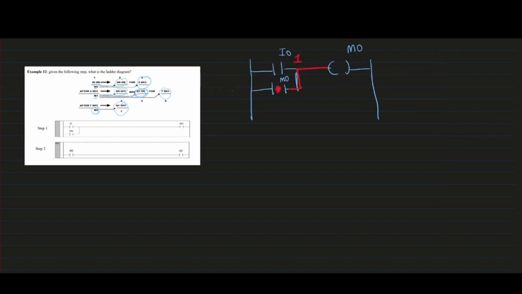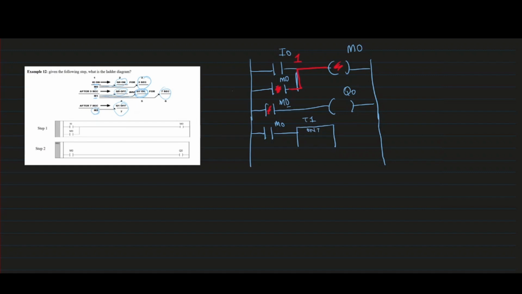Now we want the output Q0, which is controlled by this. Once M0 is energized here, so will Q0 be energized. Now we want it to remain on for only how many seconds? 3 seconds. So we're going to put M0 into a timer. This timer will start the second it senses that M0 has come on. We're going to use an on-delay timer. This is T1.